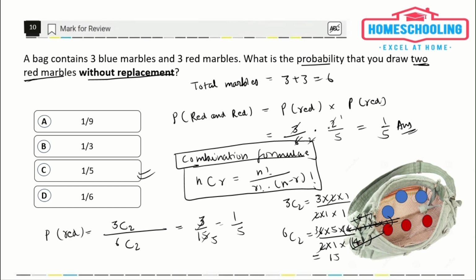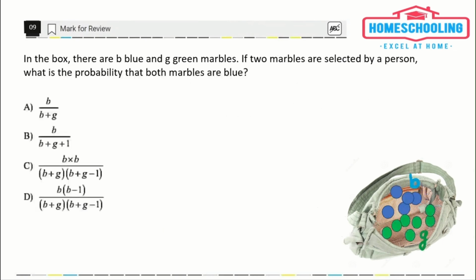So you can use both of them. If you have read about permutation and combination, you can directly use the combination formula. And if you haven't read it, then you can use this formula of the multiplication rule. Now let's move on to the next question.